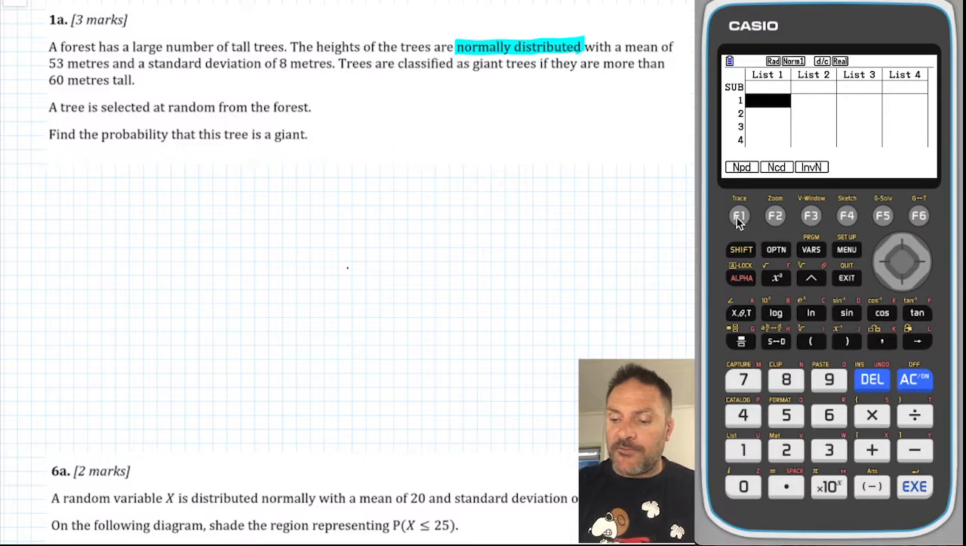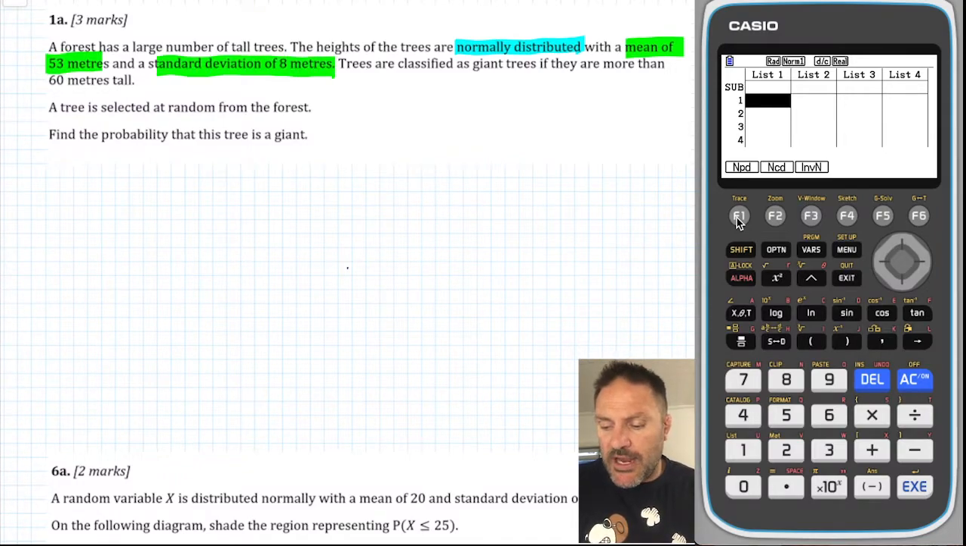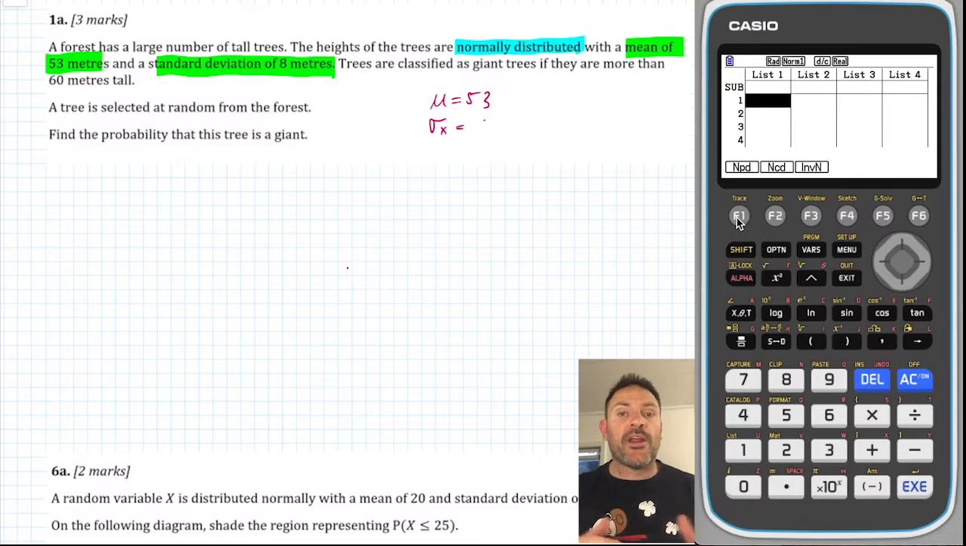The next thing I look for is, do I have the mean? Yes, I have the mean of 53, and I have the standard deviation of 8. So let's write that down. We have the mean of 53. We have the standard deviation of 8. Perfect. We know we need that no matter what case we are using. It then said that trees are classified as giants if they are more than 60. And it's asking us to find the probability that it is a giant.